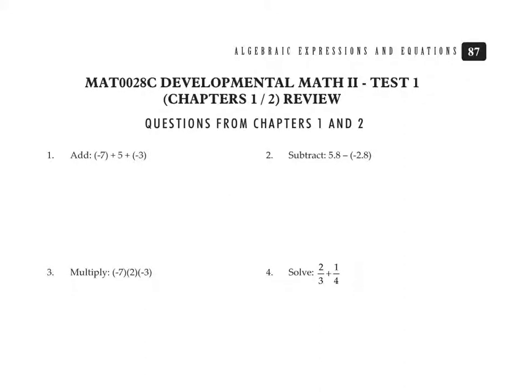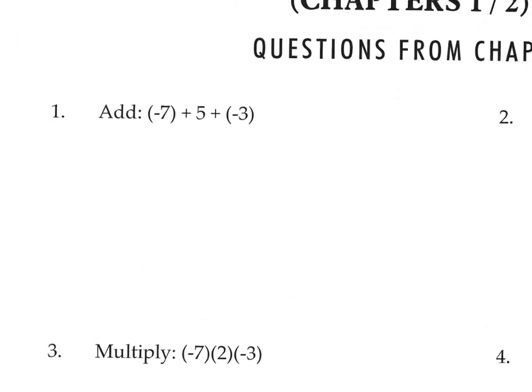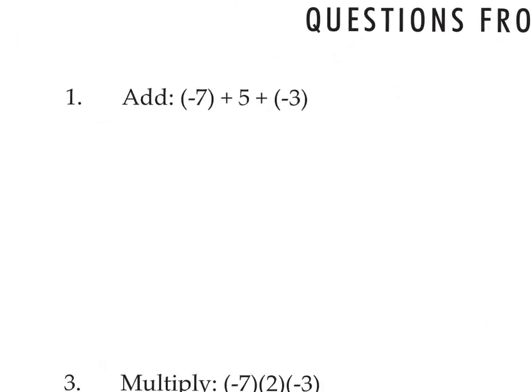All right, we're going to do the chapter 1 and 2 review from Al Grosch's book, Developmental Math 2, starts on page 87. Okay, question 1. Add -7 plus 5 plus -3.